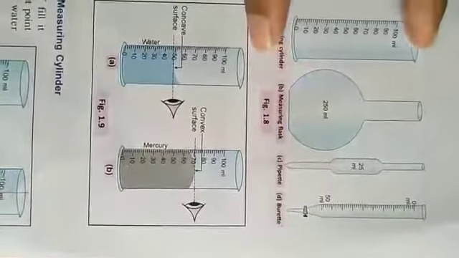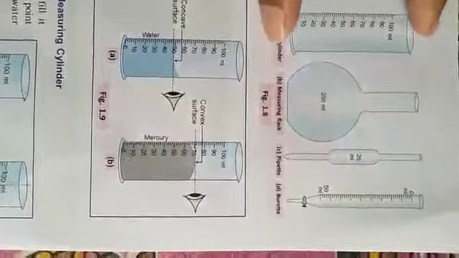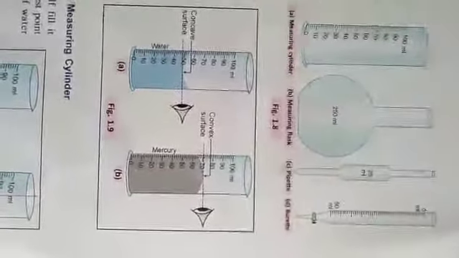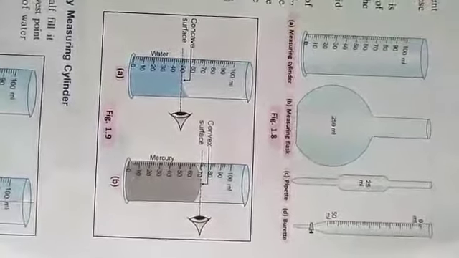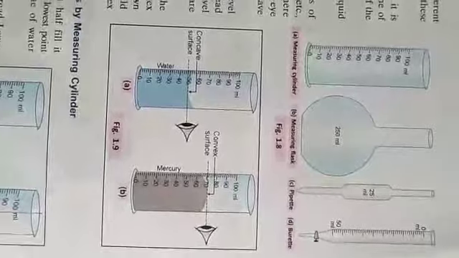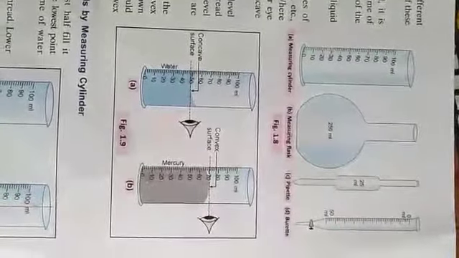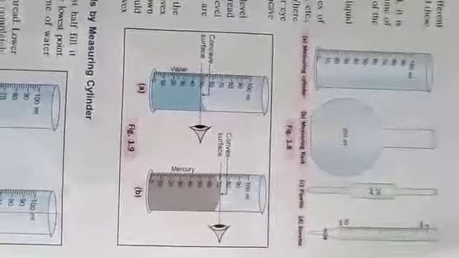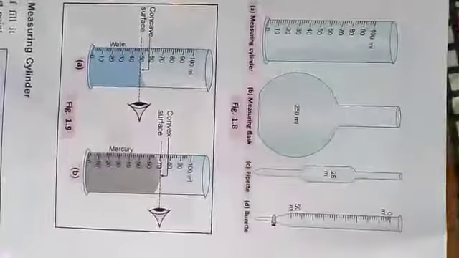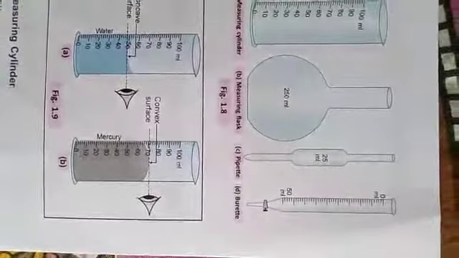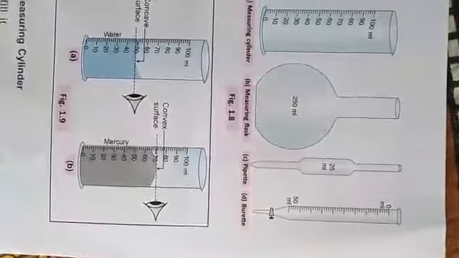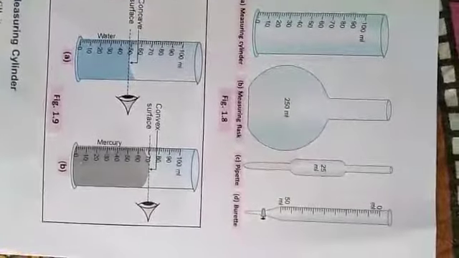And this is a measuring cylinder. With the help of this apparatus we can measure water, that means the volume of water, or we can measure the volume of acids, bases, with respect to the measuring cylinder. Now if we want to measure the volume of any liquid, then we have to fill the cylinder with the liquid, is it not?